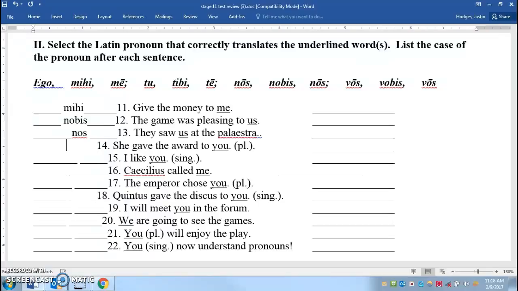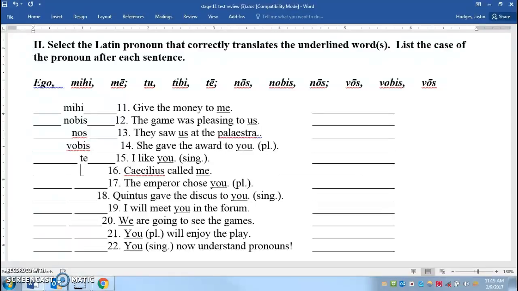Number 14, she gave the award to you, plural. Well, that has the word to in front of it, so we automatically know it's dative. You, plural, that is vos, so the dative form of vos is vobis. Number 15, I like you, singular. Well, you is the thing receiving the action like. You is the thing being liked. That makes it the direct object. We're looking for you singular, so we're looking for the accusative form of tu, which is te.